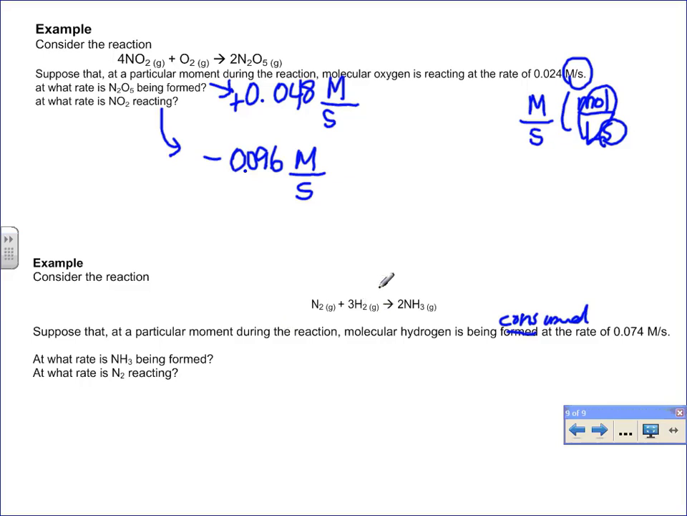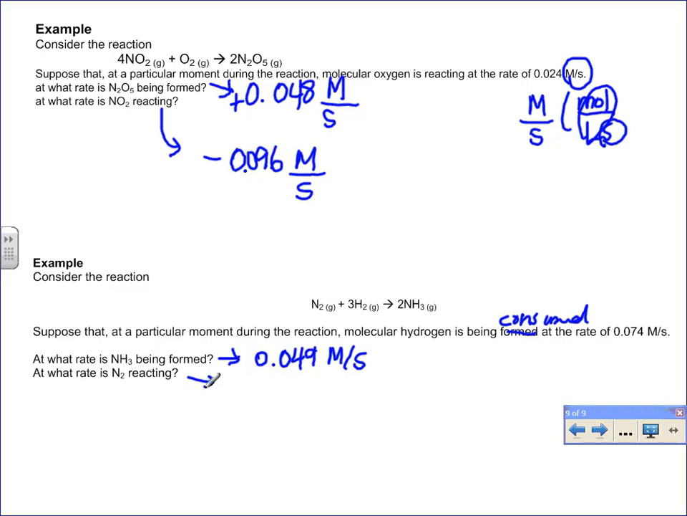So we know the rate of the H2. We know that for every 3 H2 used, we produce 2 NH3, and the rate reflects the same ratio. So applying the 3 to 2 ratio, we find that the rate of production of NH3 is 0.049 mole per liter per second.